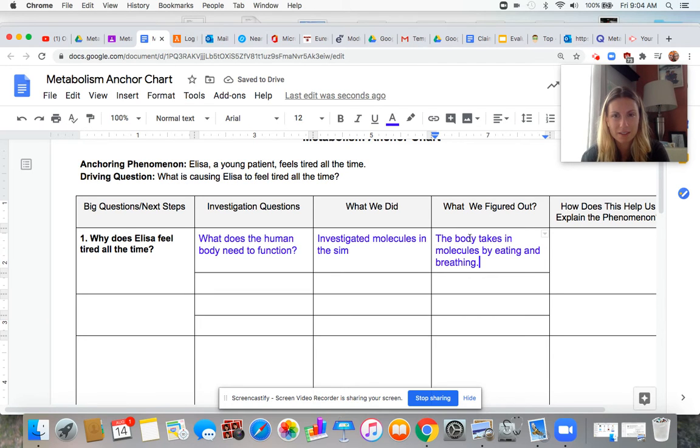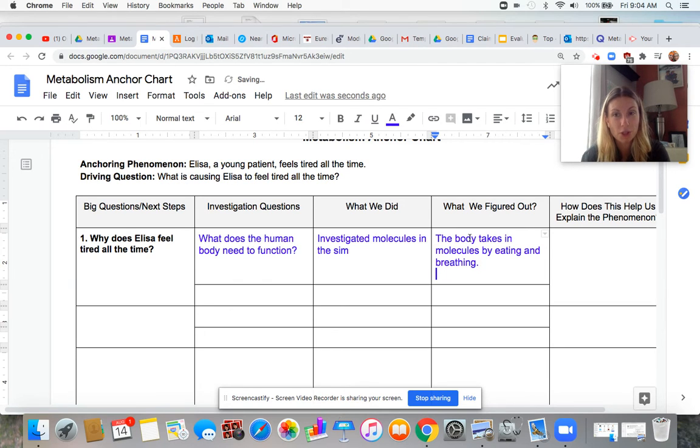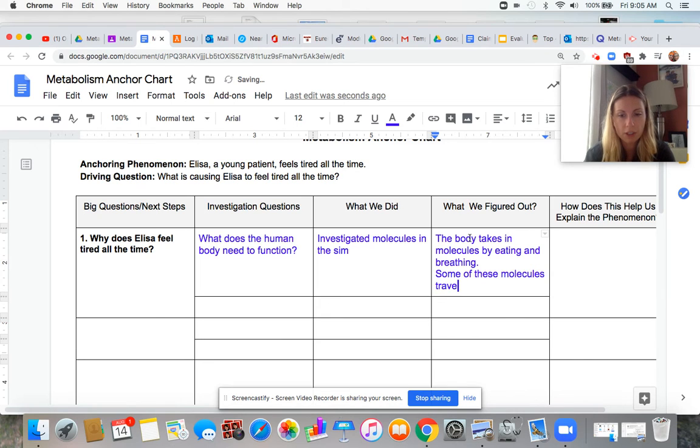Kind of at the end. Do you remember that those molecules ended up in our individual cells? Let's just jot that down too. Some of these molecules travel into our cells. Trillions of cells.